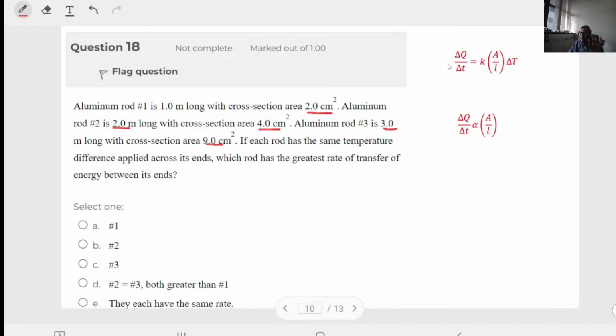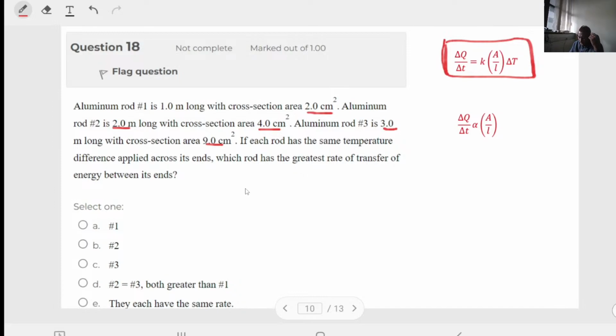I just used my knowledge of delta Q by delta T. This is a formula you should be looking for. Delta Q over delta T is K, the conductivity of that material, times A per unit length times delta T. You see, delta Q by delta T is proportional to area by length from that expression. The question is, which one transfers the heat quickly?